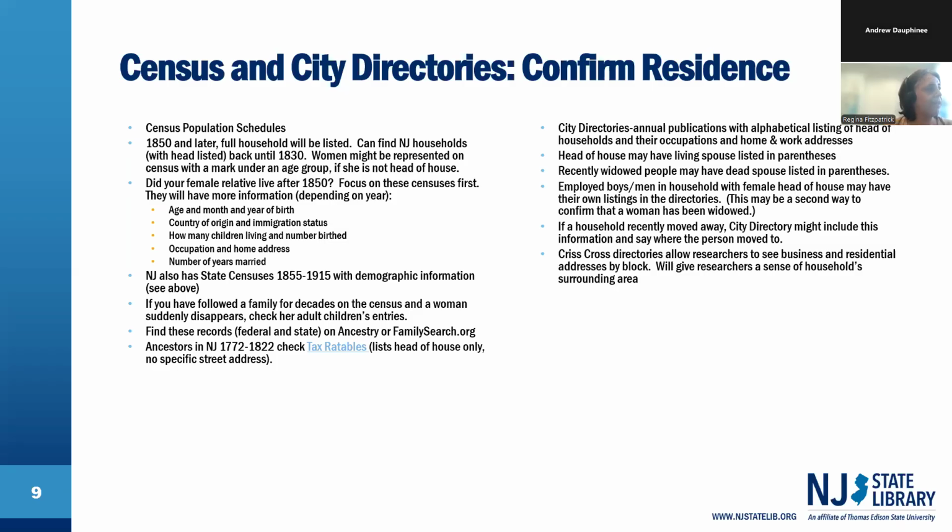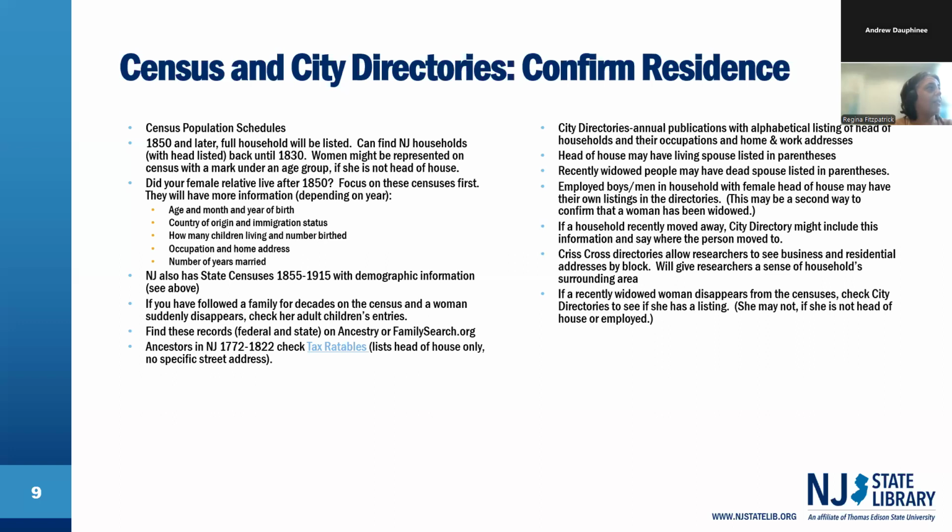And then also, if you are looking for historical context, especially as we get closer to the 20th century, there are these things called crisscross directories, which allow researchers to see businesses and residential addresses by block. So you can get a good sense of what is in the neighborhood. If there are religious institutions nearby, maybe your ancestor went to that particular church or other house of worship, and you could get records from there. Maybe your ancestor owned one of the businesses in the area. So there might be additional clues for you by looking at the crisscross directory.